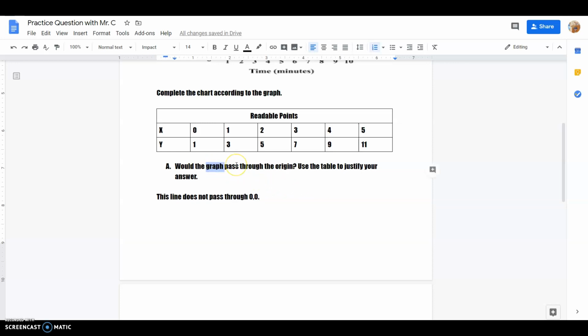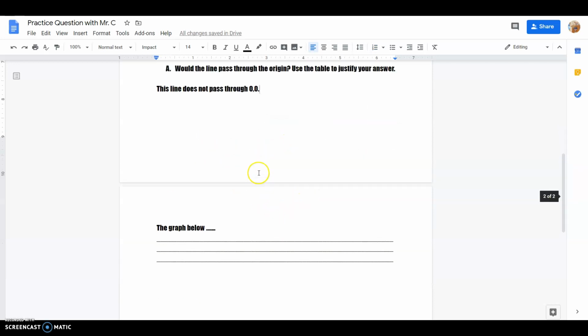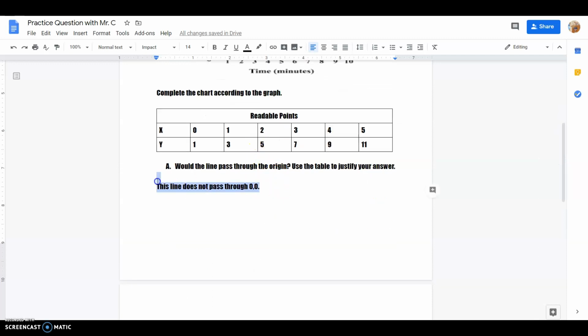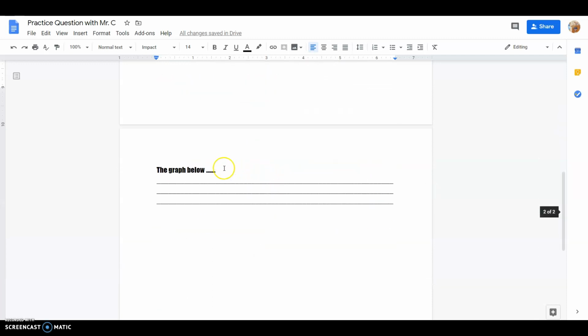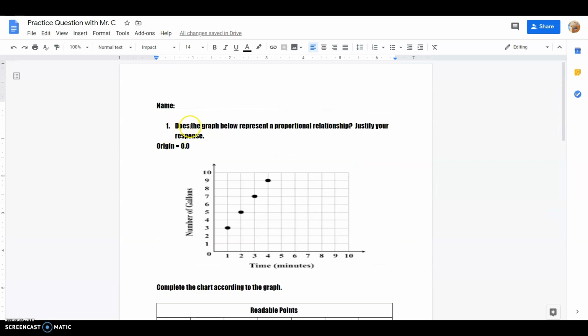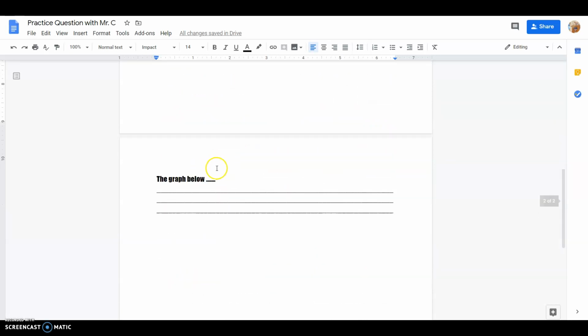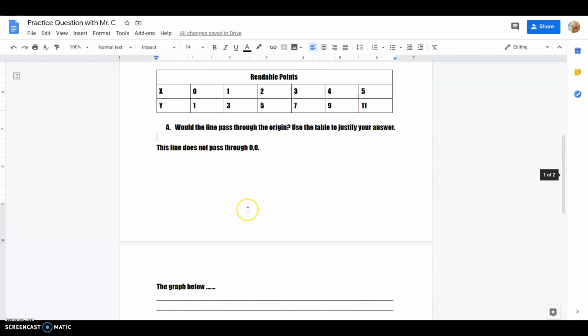And I'm actually going to change this. Would the line pass through the origin? Sorry. And I'll make that change before you do the sheet. All right? So now you have to answer the question. Does this graph represent a proportional relationship? Here's a few ways you could answer this.